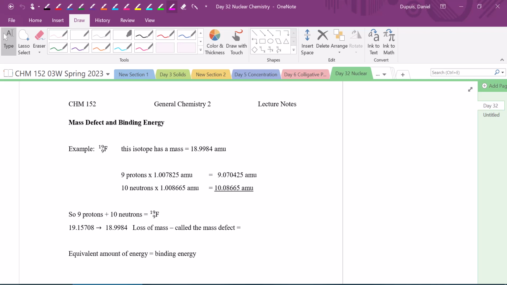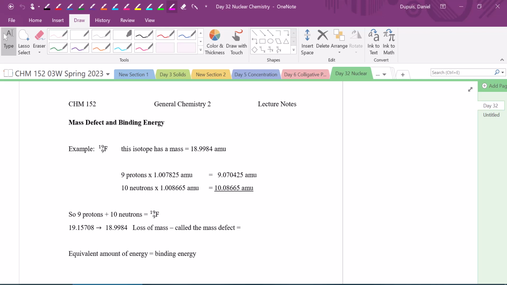Let's talk about what happens. This, when I was in your shoes, kind of surprised me, because I didn't think about it. It caught me off guard. So fluorine 19. Fluorine is one of those mononuclidic elements. There's only one naturally occurring isotope of fluorine, fluorine 19, and it has a mass of 18.9984 AMU.